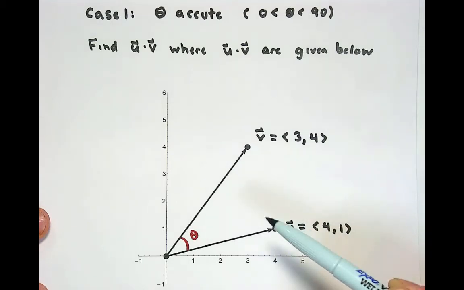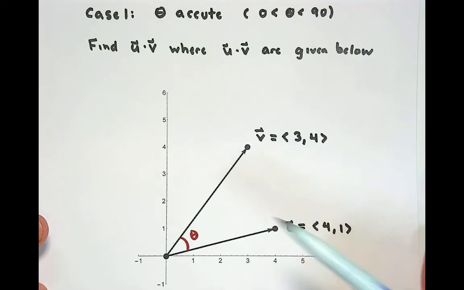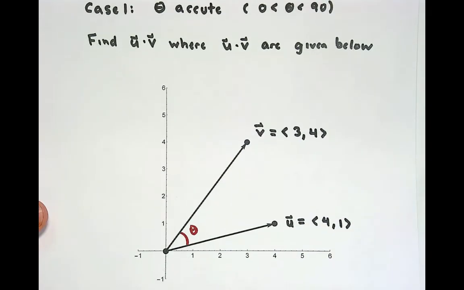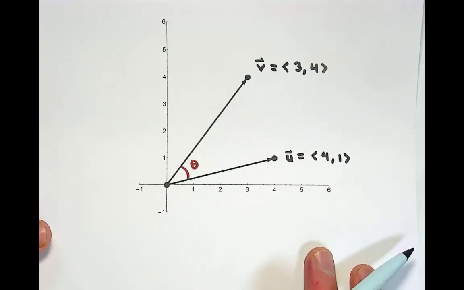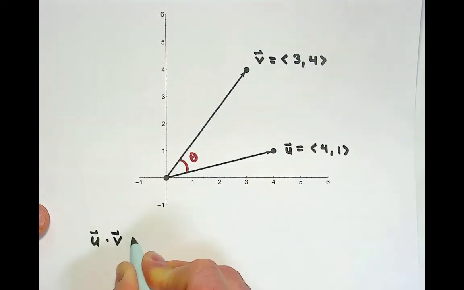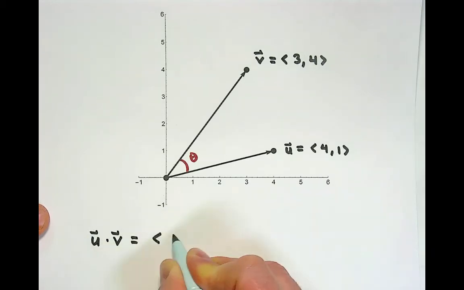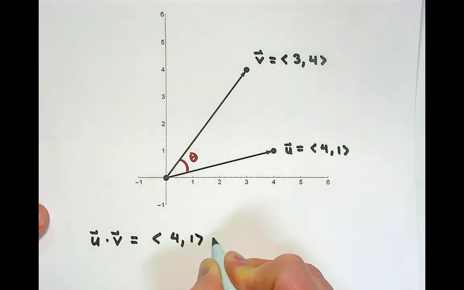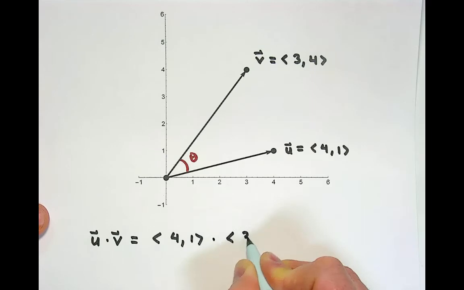Visually, we confirm that the angle between the two of these is less than 90 but greater than 0. Let's go ahead and take the dot product and see whether or not the dot product should be positive. So u dot v, we're going to use the component definition, and I'm going to really be obnoxious and write out all of my steps just because this is the first time I've done it.